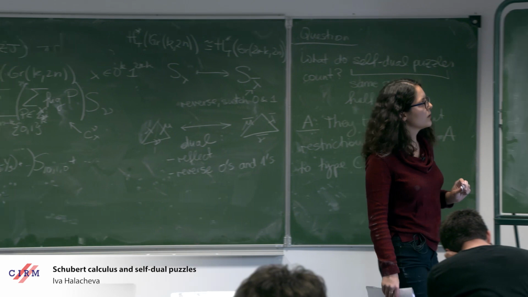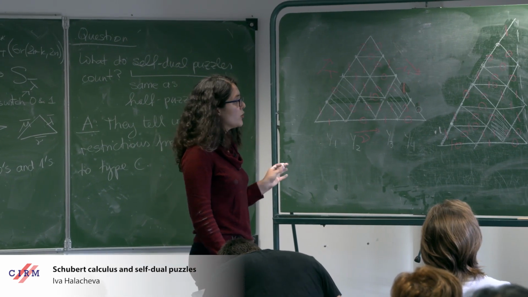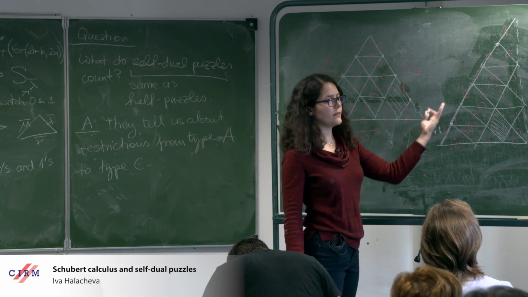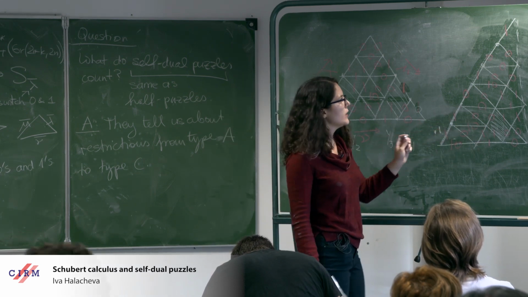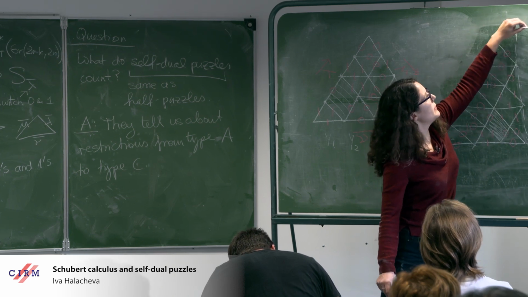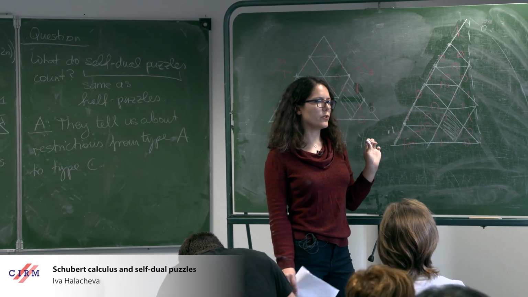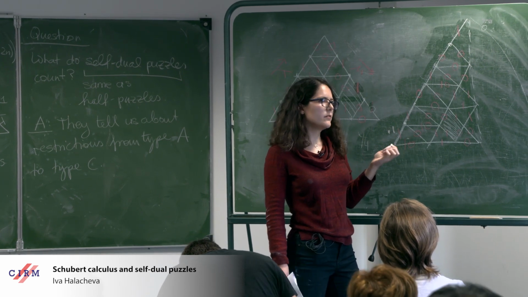Can you close it to get the full picture? You don't need to. Because it's a self-dual puzzle, you can obtain the full picture by just making every 1 become a 0, and every 0 become a 1. So you can just close it.